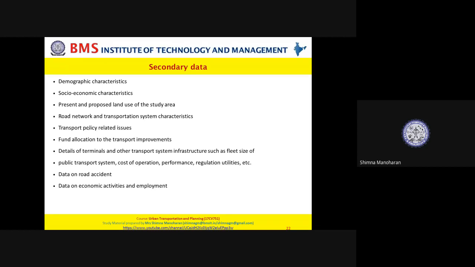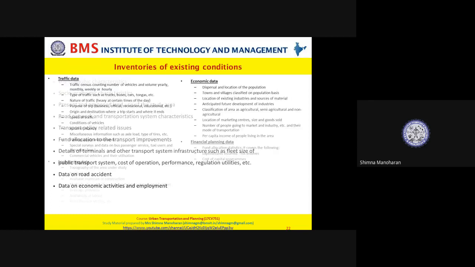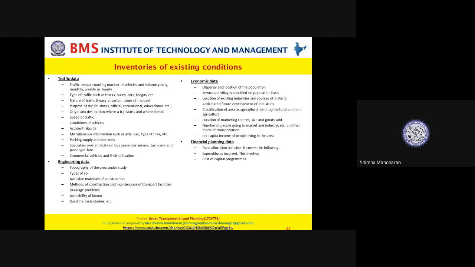Then what are the details of terminals, like when you have the transport system infrastructure, what are the details. Then what is the public transport system, cost of operation, performance. Then the data on road accidents and data on economic activities and employment. So these are a few of the secondary or supporting data required. These are nothing but the inventories of existing conditions.